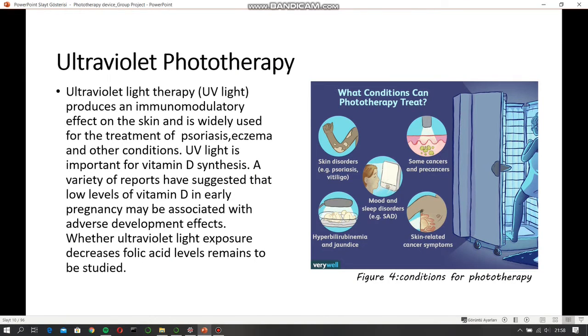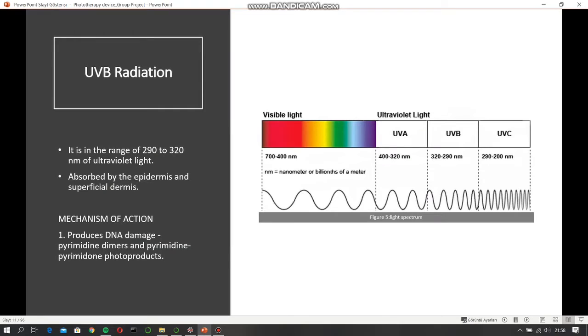Ultraviolet phototherapy produces an immunomodulatory effect on the skin and is widely used for the treatment of psoriasis, eczema, and other conditions, which are some types of skin illness. Ultraviolet light is important for vitamin D synthesis. A variety of reports have suggested that low levels of vitamin D in early pregnancy may be associated with adverse developmental effects. Whether ultraviolet light exposure decreases folic acid levels remains to be studied.